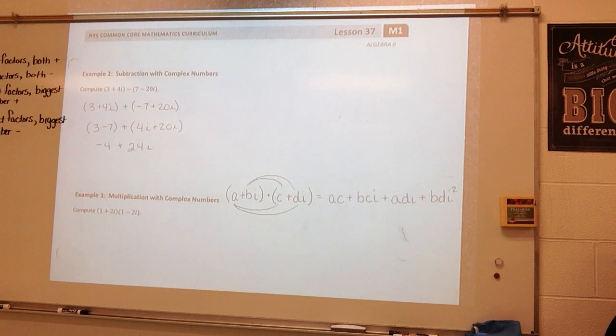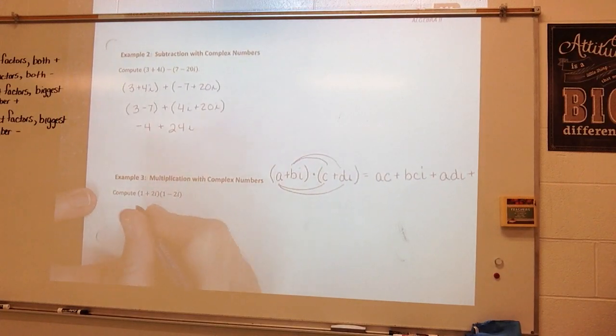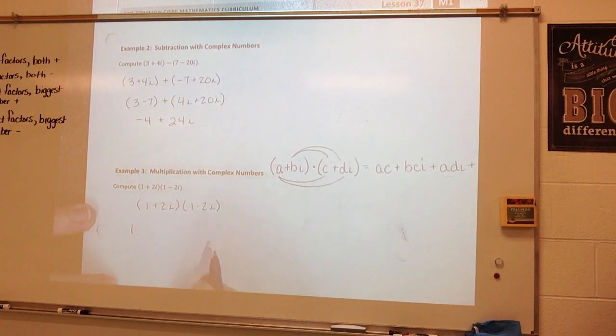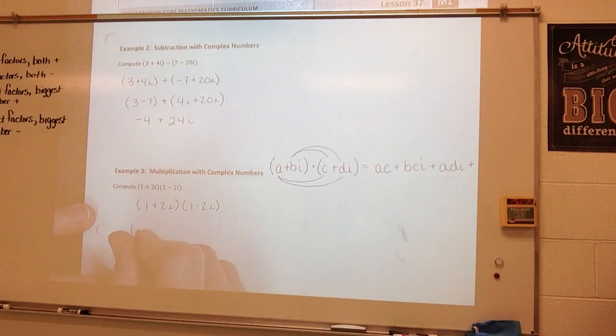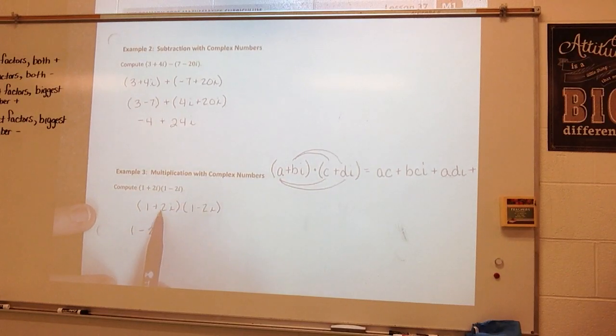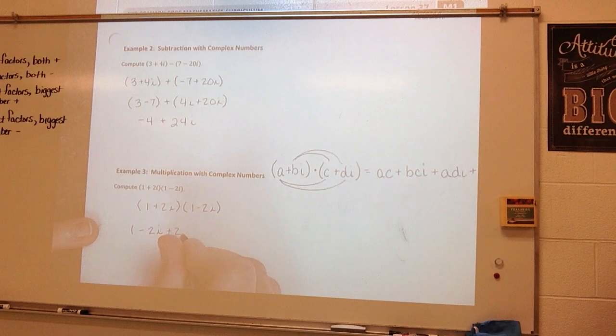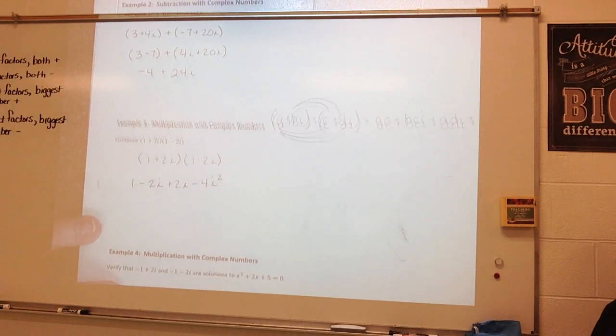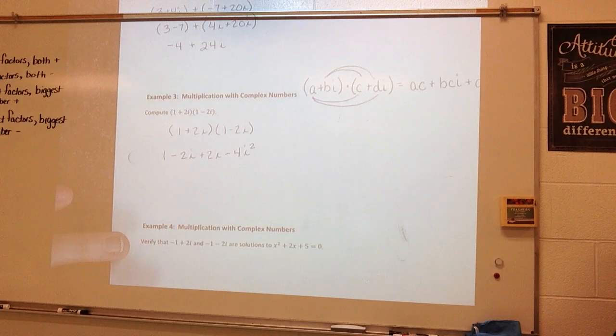Now we've got a couple of things that we're going to look at as we do this. So using the 1 plus 2i times 1 minus 2i, let's multiply. 1 times 1 is 1. 1 times negative 2i is negative 2i. 2i times 1 is positive 2i. And 2i times negative 2i is negative 4i squared. Now, here's where it's getting tricky. You got to be careful.